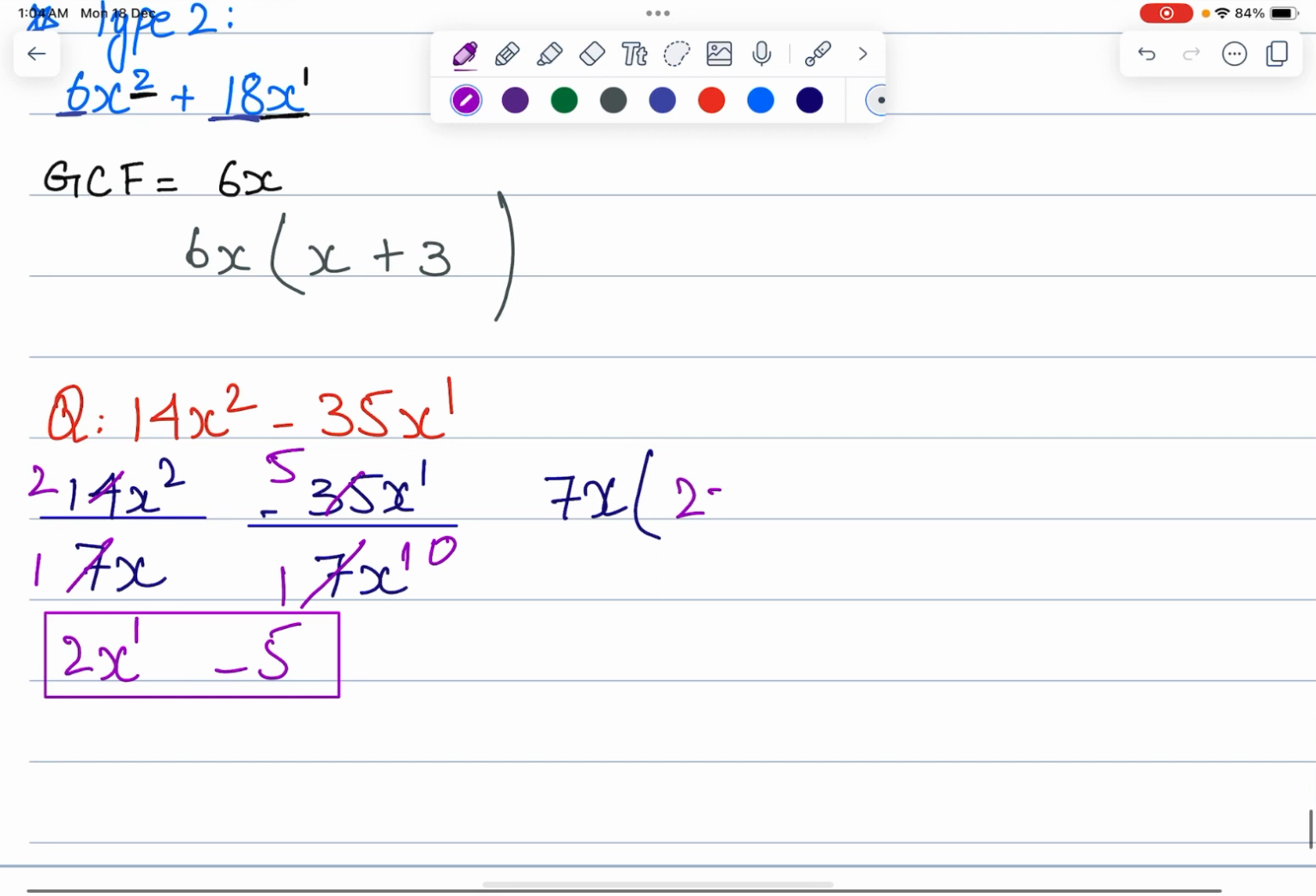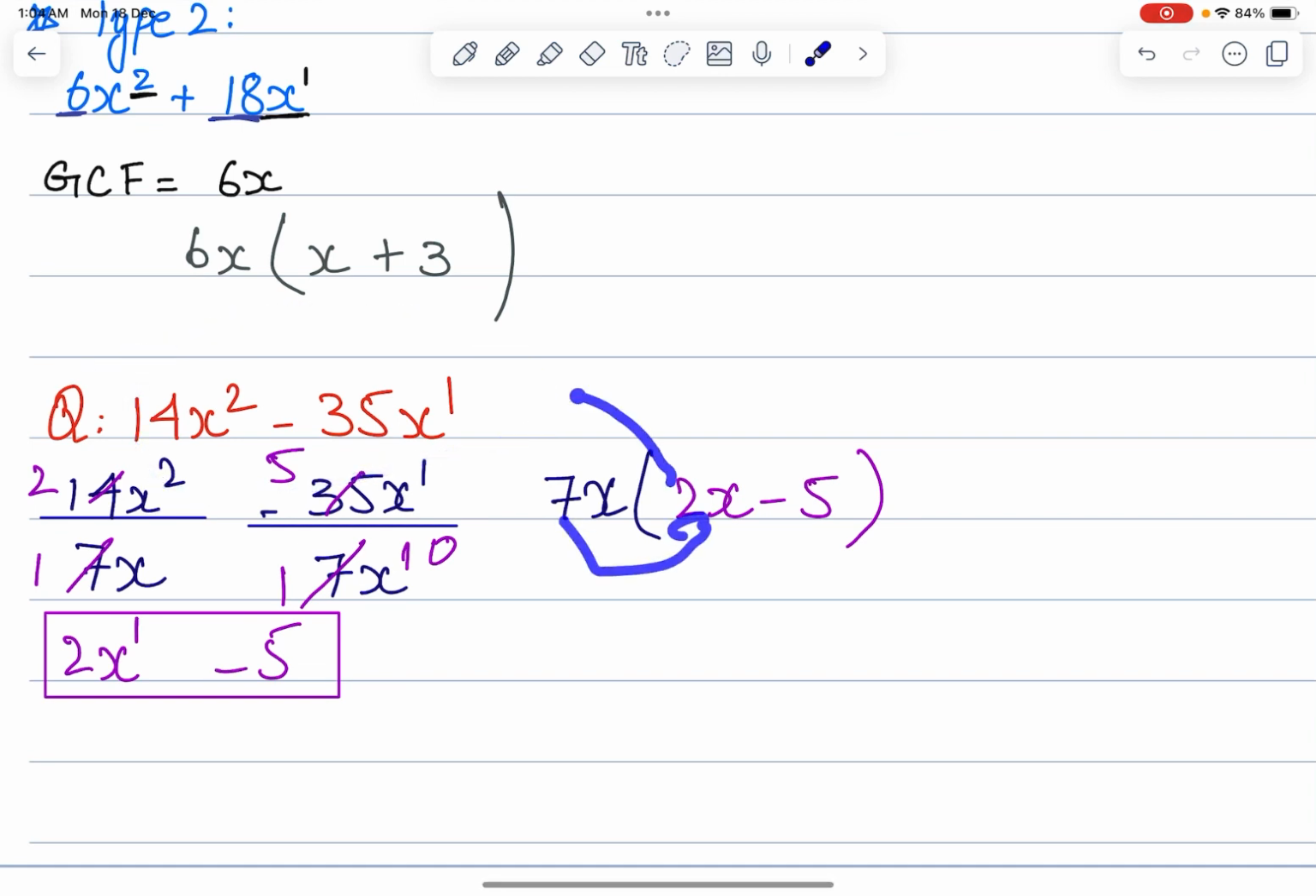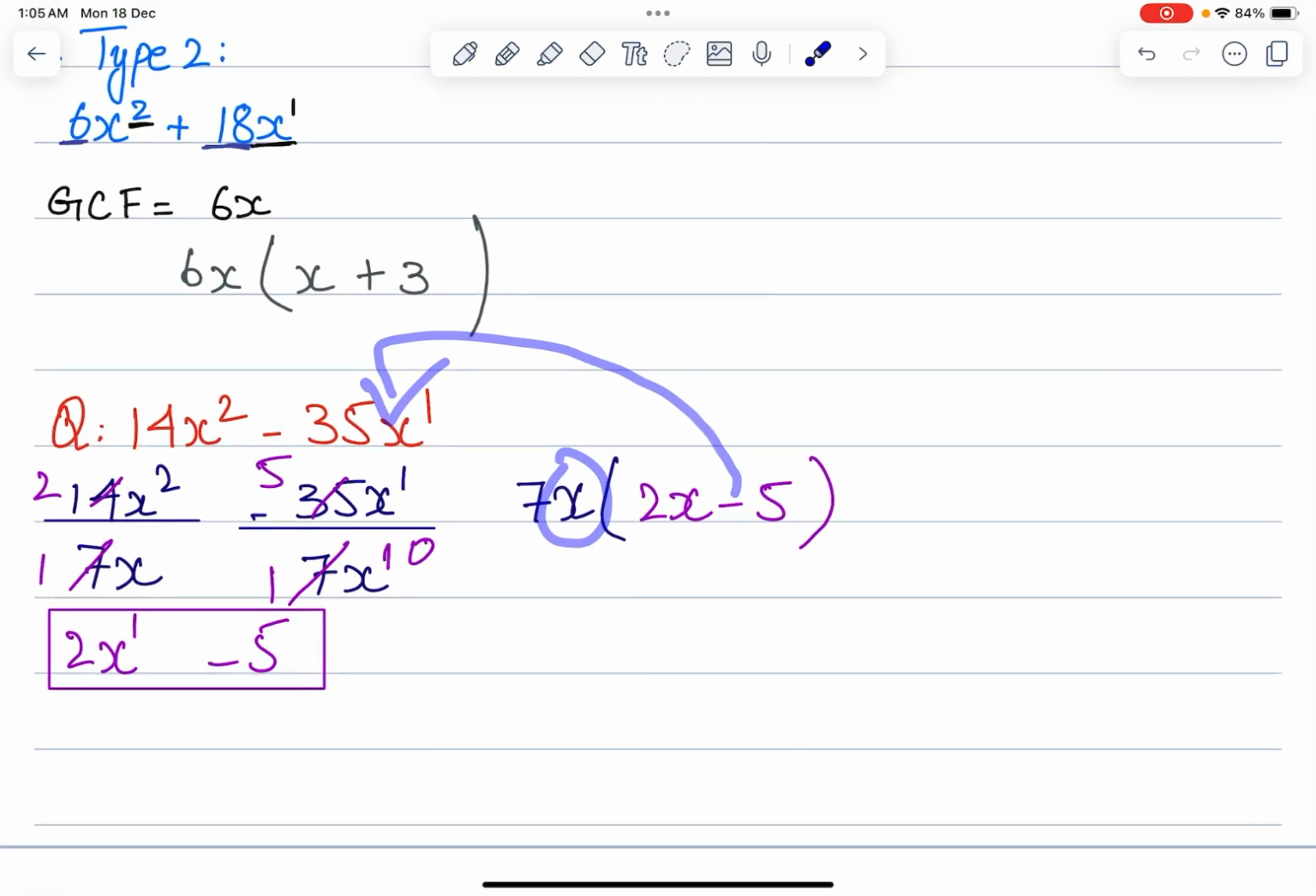And if you write 2x minus 5, just look, do you get this thing back? Just cross check, do you get this thing back? 7x times 2x, you get 14x squared. Perfect. 7x times negative 5, you get negative 35x to the power 1. And that is the concept.